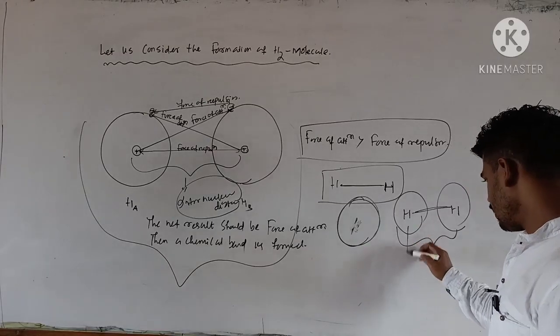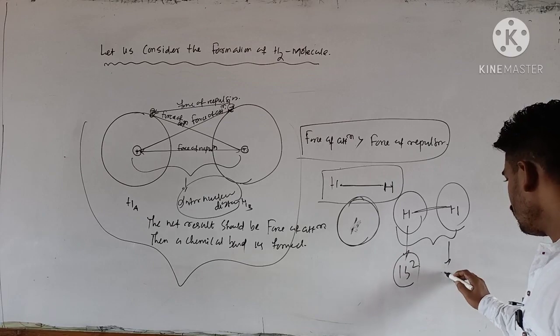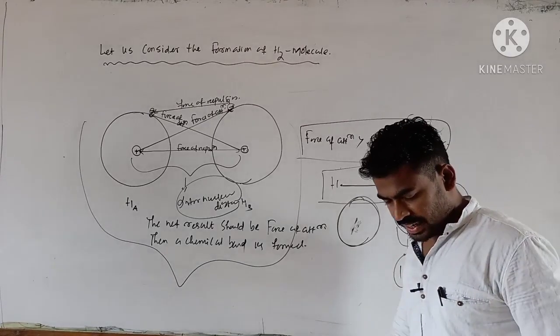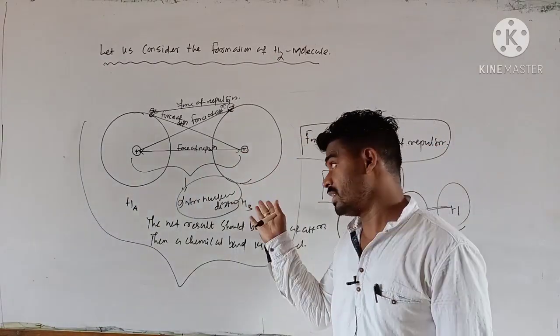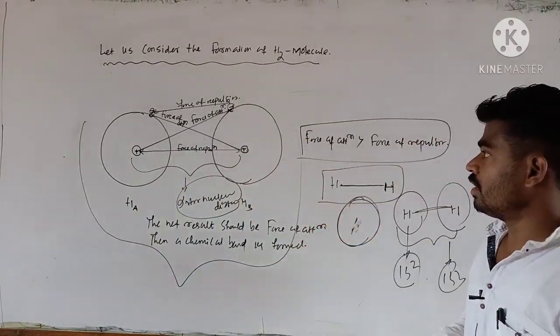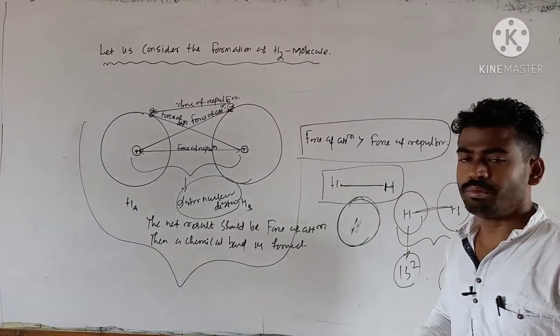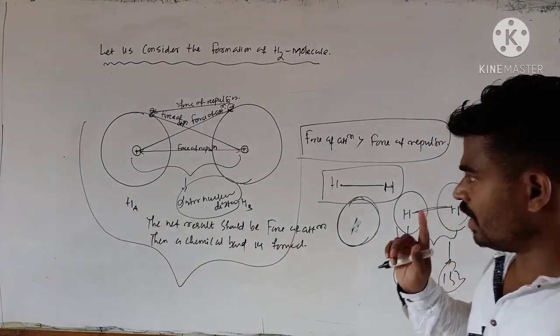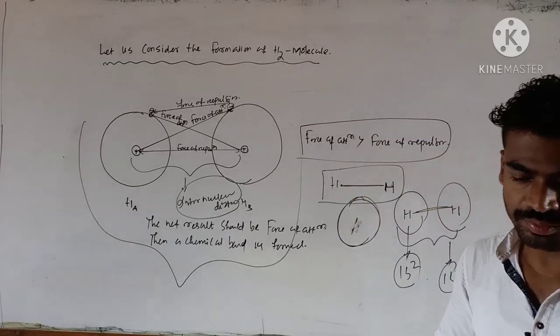Here the configuration of hydrogen becomes 1s2 for each hydrogen atom. That is the nearest inert gas configuration of helium. So the system is stabilized. That is the condition at which the chemical bond is formed. That's why atoms combine to form molecules, except the atoms of the elements present in group number 18. Is that clear?